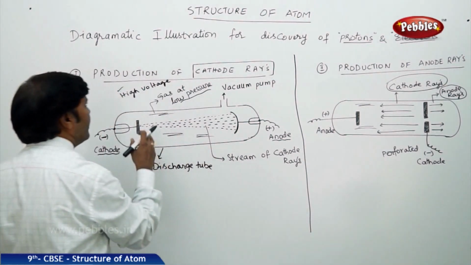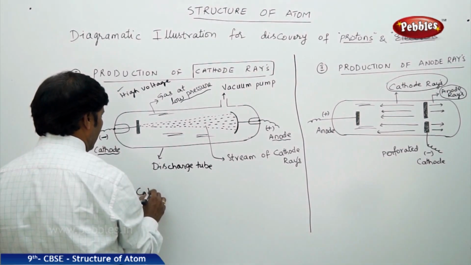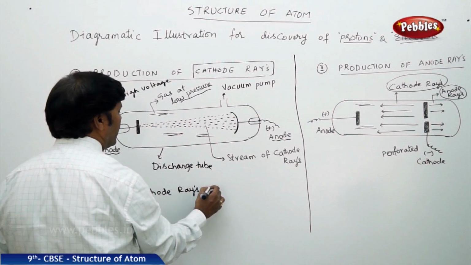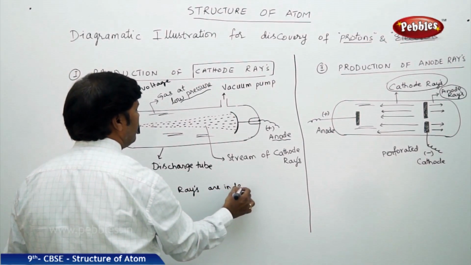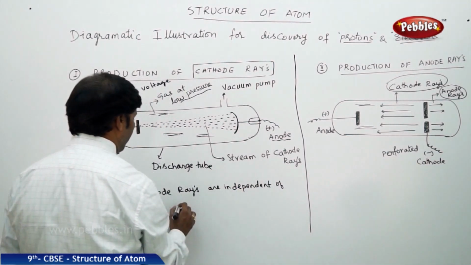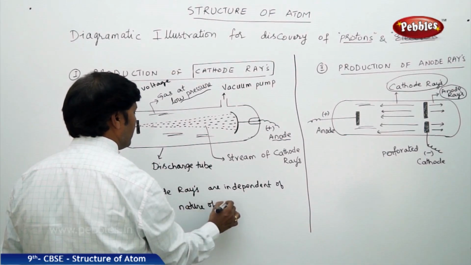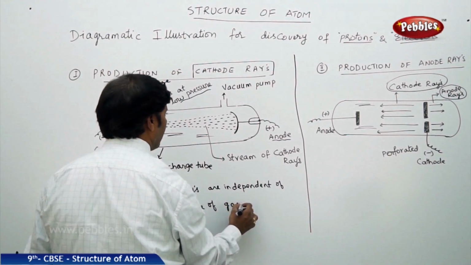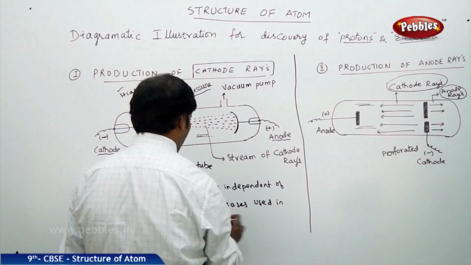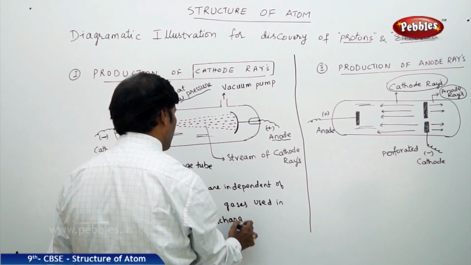And one more important aspect of cathode rays is that the formation of cathode rays is independent of the nature of gases used in the discharge tube.